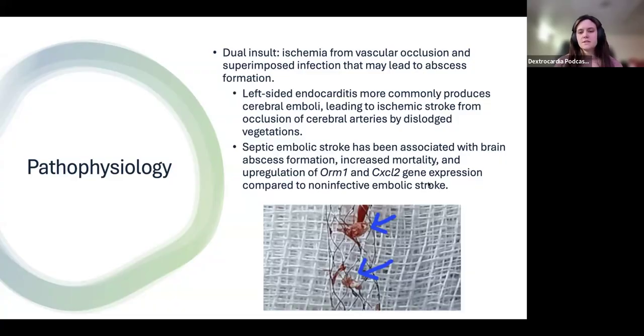These two genes that are more expressed, it was interesting. They found that these are upregulated when someone's having a septic embolic stroke, and these genes are expressed specifically for inflammation and can make everything kind of worse as they're undergoing a stroke from a septic emboli. So they're having increased mortality risk because of this as well, compared to a non-infective embolic stroke.